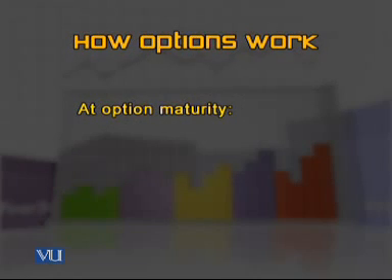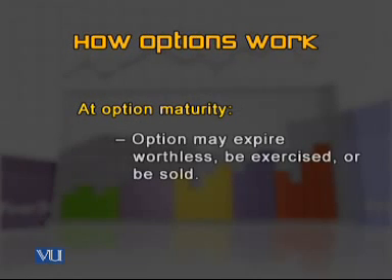And option maturity, we talk about how options work. At option maturity, we look at options that may expire worthless, be exercised, or be sold. You've got to exercise it before the option expires, or you could let it go waste. You could let it go unexercised. So at option maturity, an option may expire worthless, be exercised, or be sold. A number of ways options work. You could work as a call buyer, as a put buyer, as a call seller, or a put seller, or let it go waste and not take advantage of it.